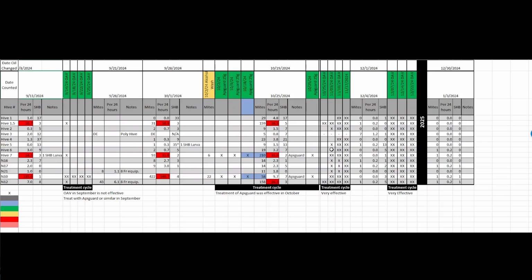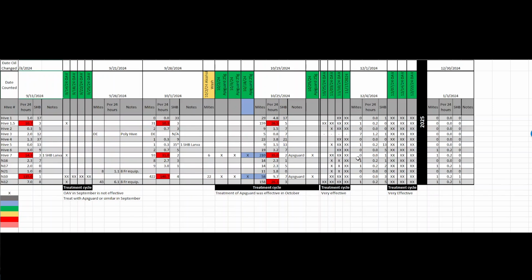Hive 6, not sure why I didn't do 6 or 4. It may have been because the insulation was inconvenient, and hive 1 also didn't get done. But then overall, you can see this one had 4 in a row, this one had 2, this one had 3, 2, 3, 2, 3, throughout that cycle. So that got us to November 17th. Then a couple weeks later, in December, these are all natural mite drops.